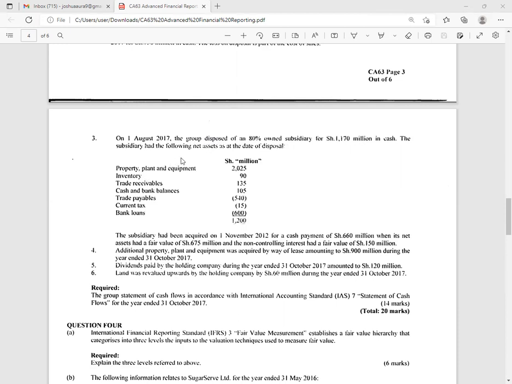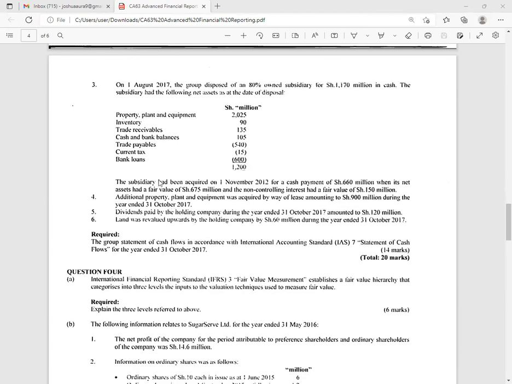The subsidiary had the following net assets as at the date of disposal. So we have property, plant and equipment, etc. We are told that the subsidiary had been acquired on 1st November 2012 for a cash payment of 660 million, when its net assets had a fair value of shillings 675 million, and the non-controlling interest had a fair value of 150 million. Additional property, plant and equipment was acquired by way of lease amounting to 900 million during the year ended 31st October 2017.